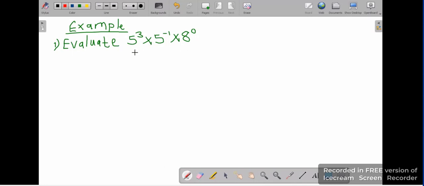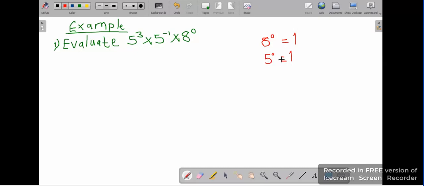The whole issue when you're solving such questions is that we are supposed to make these bases the same, so that we use rule number 3. So how can we make that one the same base? We know that 8 raised to the power 0 is the same as 1. Which simply means that even if we were to write 5 raised to the power 0, it will still give us 1.